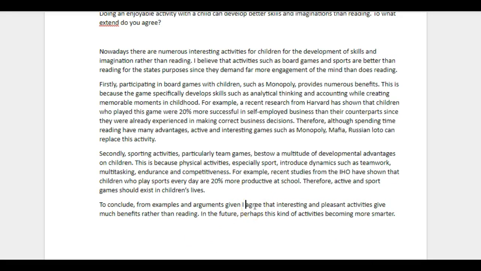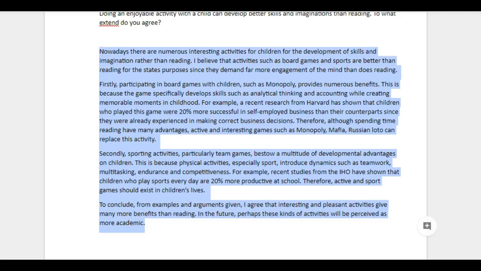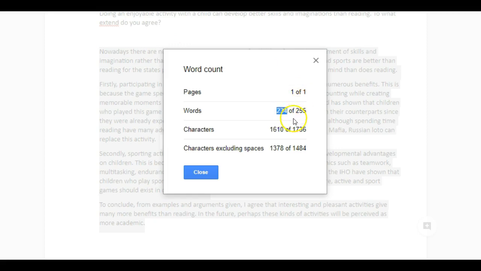Don't talk about what you tend to agree with, talk about what you agree with. Smarter? I'm not sure what you mean. Maybe that. These kinds of activities will be perceived as more academic. So after we've finished editing that, what's the word count like? See, we need to make sure we're writing at least 250 words for every single essay.